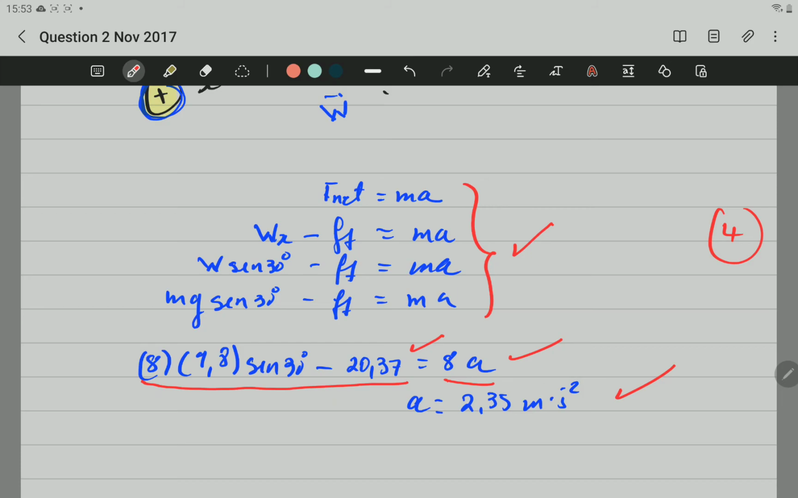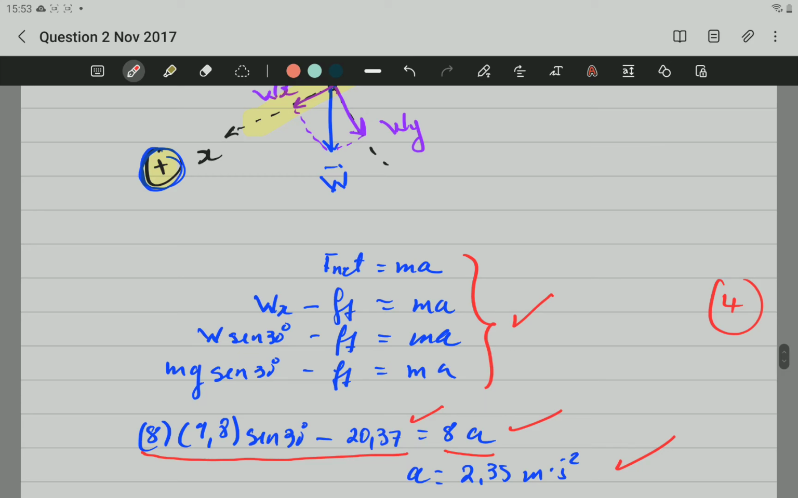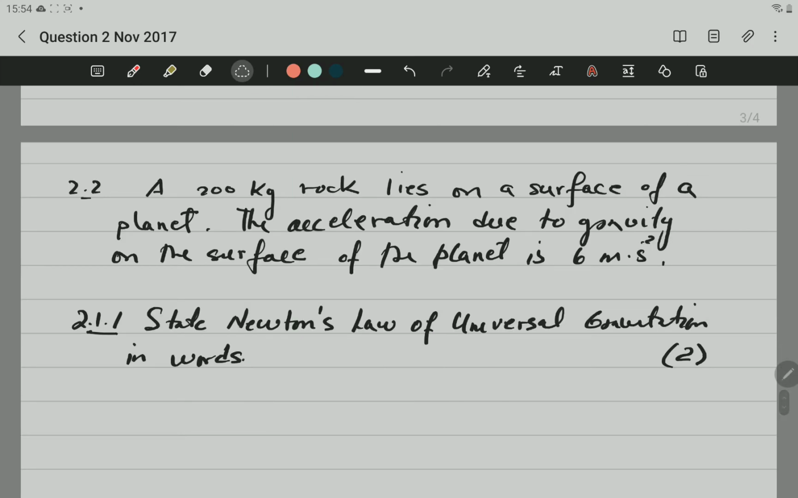Okay, so this is the calculation of the acceleration of the object when it's sliding down. Let's look at the next question. Now, this question is not going to be in this first control test, but it may be for a later examination. Let's say a 200 kilogram rock lies on the surface of a planet. The acceleration due to gravity on the surface of the planet is 6 meters per second square. State Newton's law of universal gravitation in words.